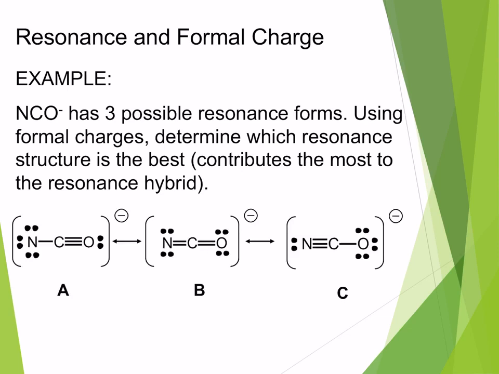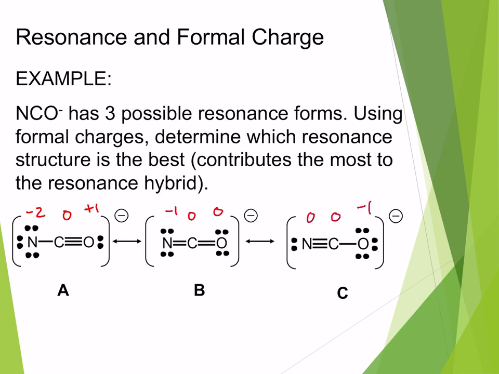Hopefully these are the 3 resonance structures that you drew. So you have nitrogen, carbon, and oxygen. There's one way you can draw it with a single bond to the nitrogen and a triple bond to the oxygen. There's double bonds to both, which is option B, and then option C would be a triple bond to nitrogen and a single bond to the oxygen. You should have figured out all of the formal charges on all of these atoms. If you did that, you would get -2, 0, +1, -1, 0, 0, and 0, 0, -1.